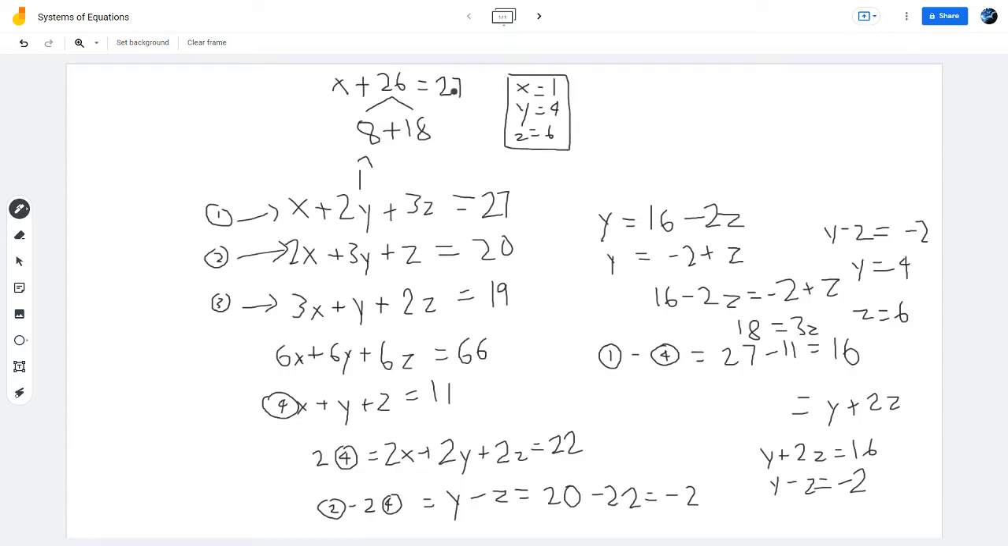It's always best to check your answers, of course. If we check the second equation, for example, we'll have 2 plus 12 plus 6, which does indeed equal 20. Or we can have 3 plus 4 plus 12. This does indeed equal 19, so it's all checked.